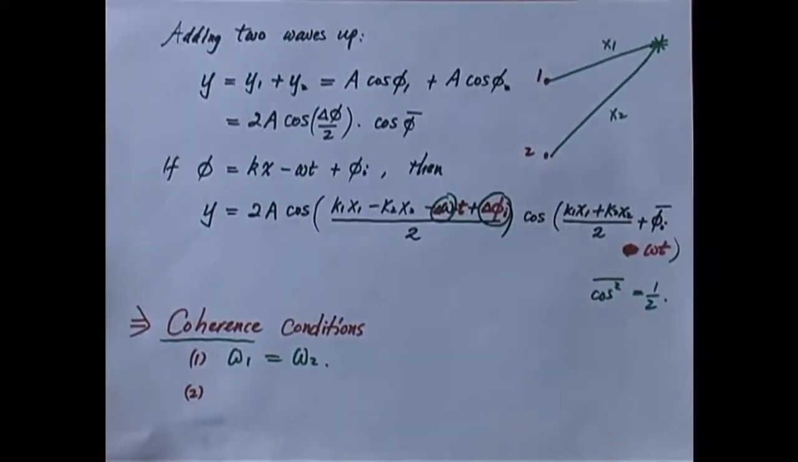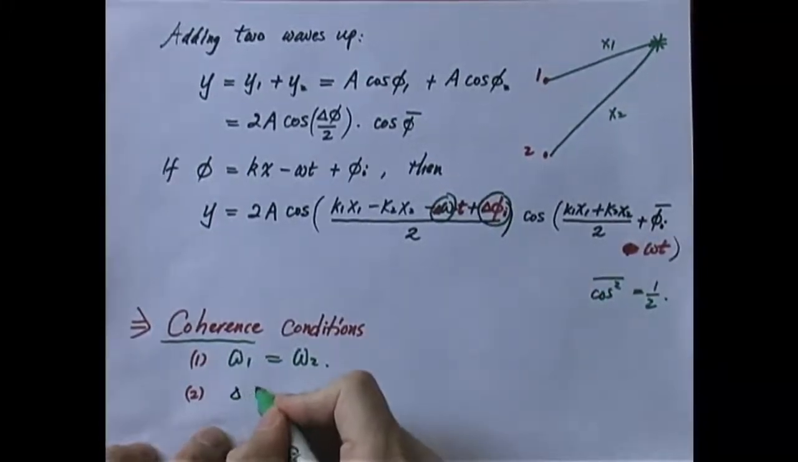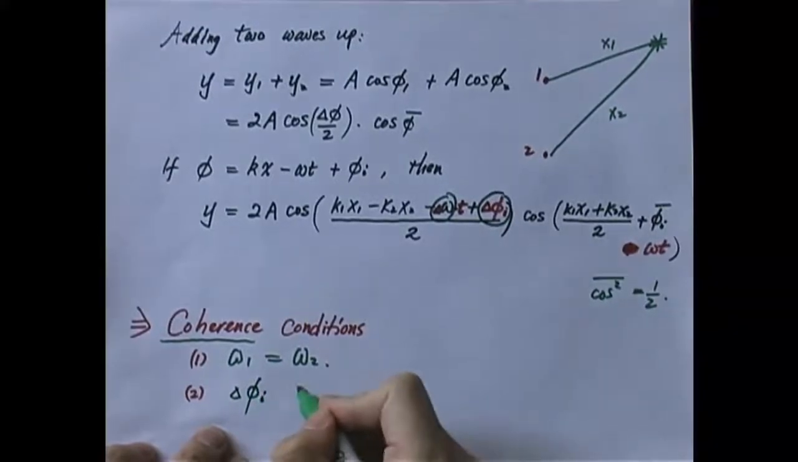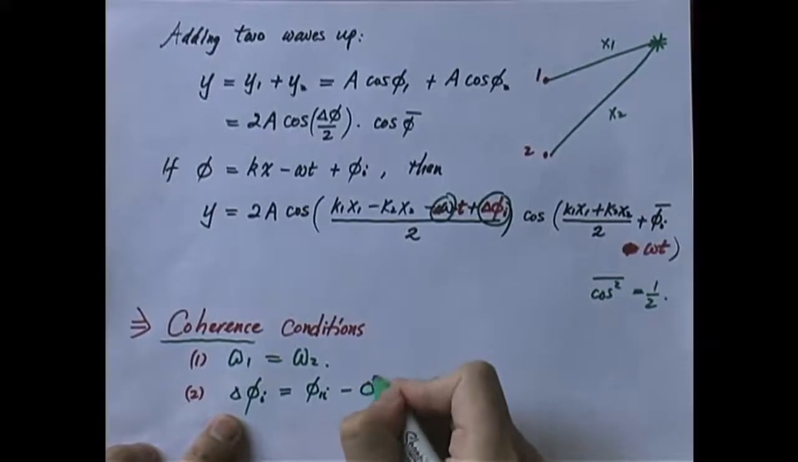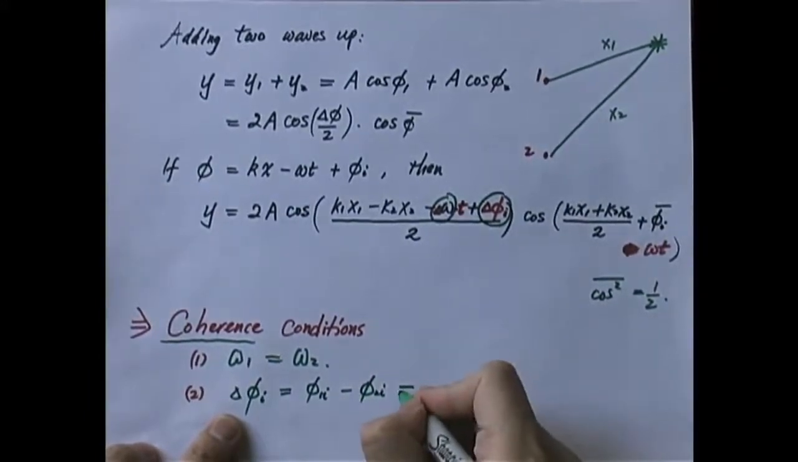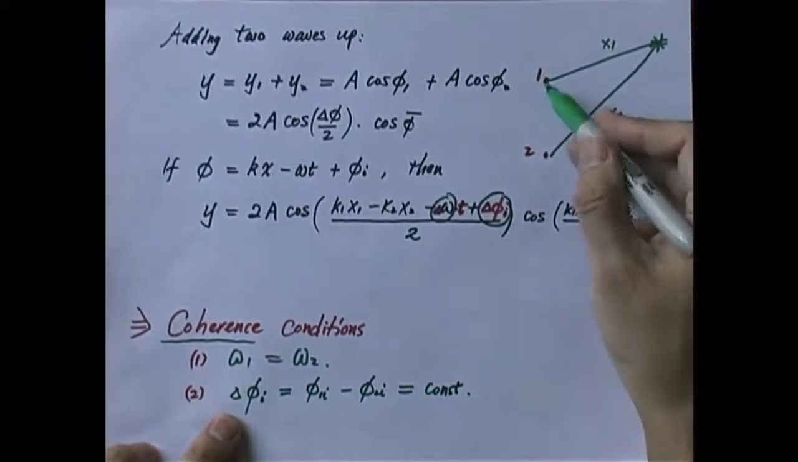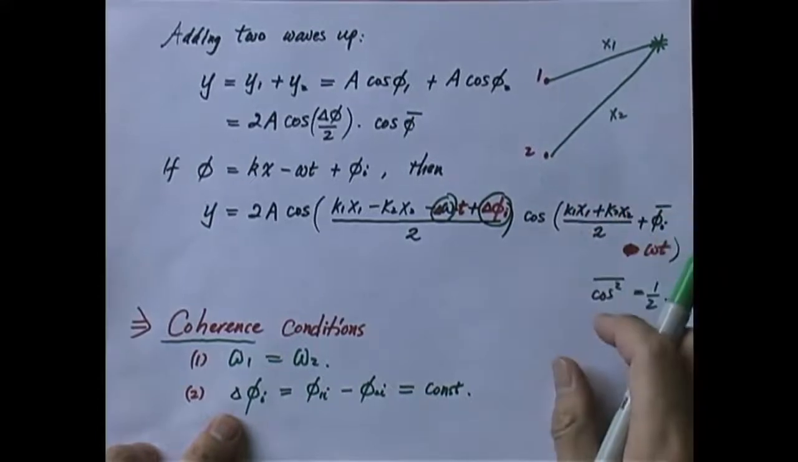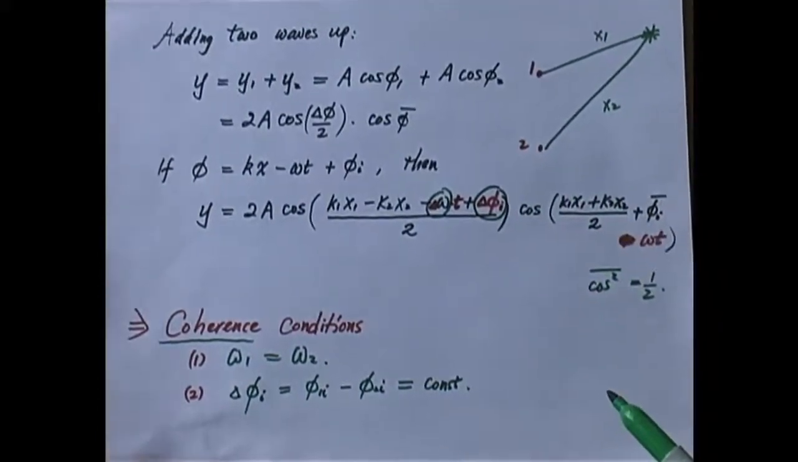All right? So there is a second condition for coherence, and that is the initial phase must differ by a constant, which is phi 1 initial minus phi 2 initial. The difference between initial phases doesn't have to be 0, but it has to be a constant, independent of time. Okay, if the two initial phases differ by 90 degrees, they should always differ by 90 degrees. You cannot have the next moment differ by 120 degrees. Okay, so these are the two coherence conditions.